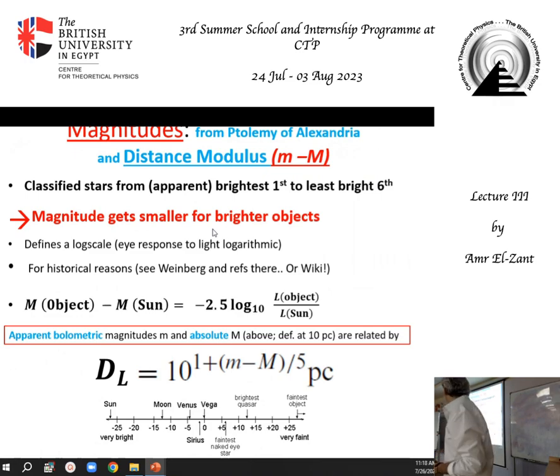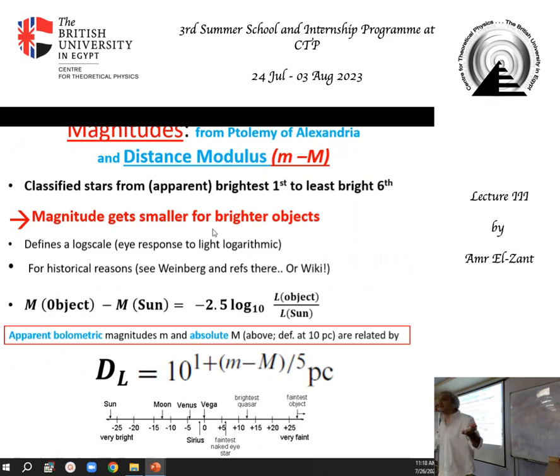The magnitude of the object minus the absolute magnitude of the sun is related to the ratio of the luminosity, assuming that the object is 10 parsec away. Because if it's a point object at 0, the luminosity diverges, formally speaking. This is a sphere of radius 0, so you can't. So 10 parsec, and this is called the distance modulus, which relates the luminosity to the magnitudes.